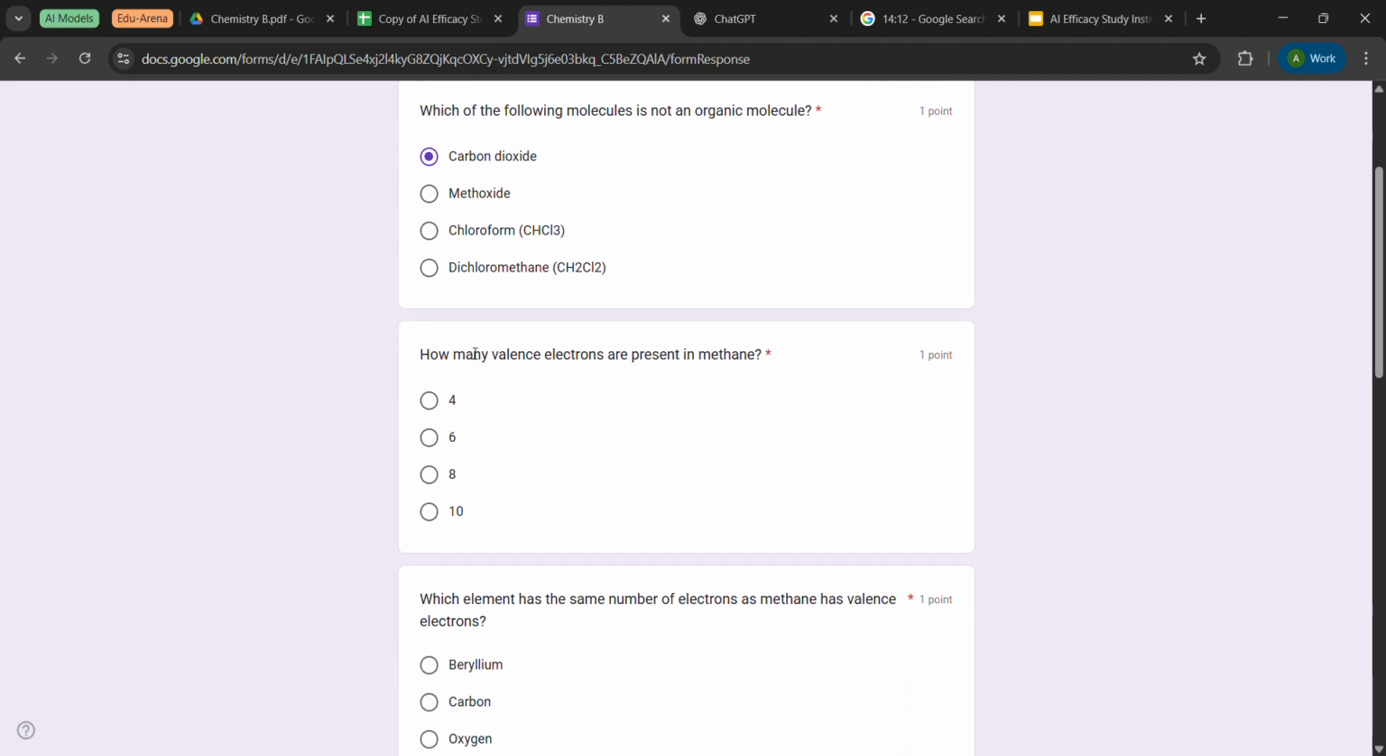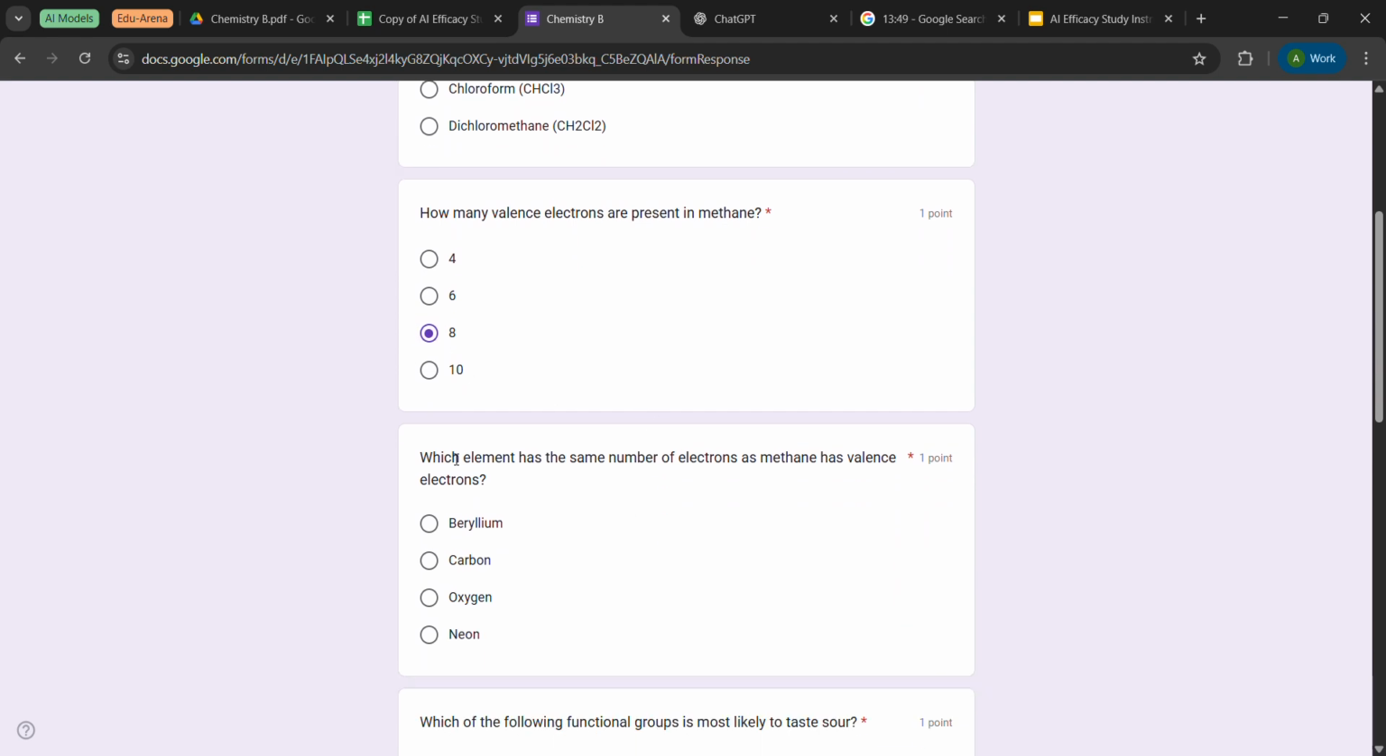How many valence electrons are present in methane? Okay, so methane is CH4, and carbon contains 4 valence electrons. Hydrogen contributes 4, so 4 and 4 is gonna be 8, I'm guessing. Which element has the same number of electrons as methane? Okay, so 8 is oxygen.